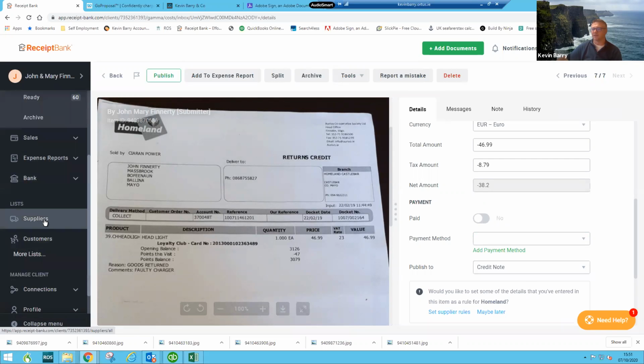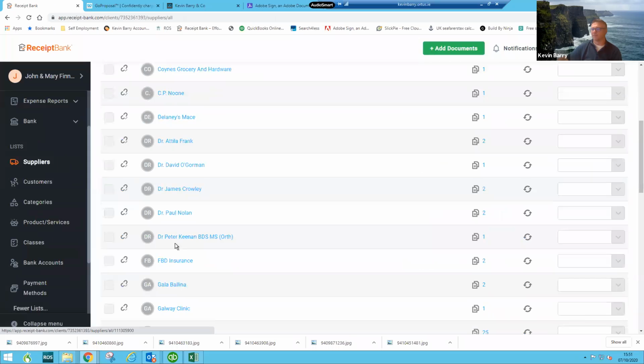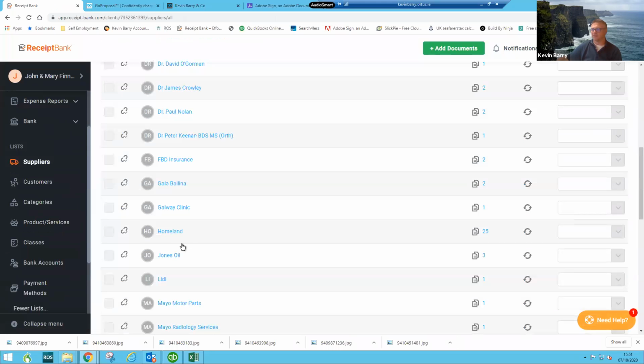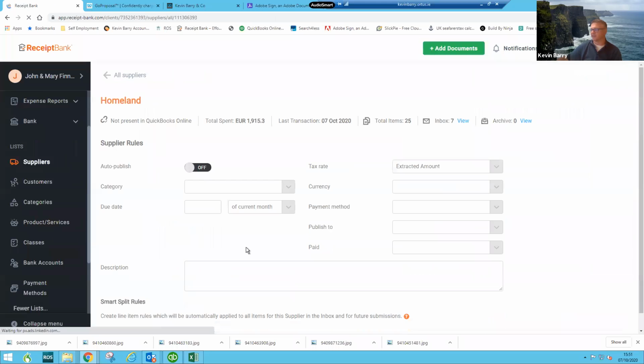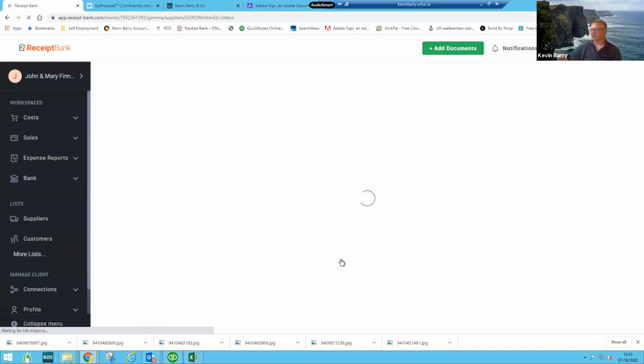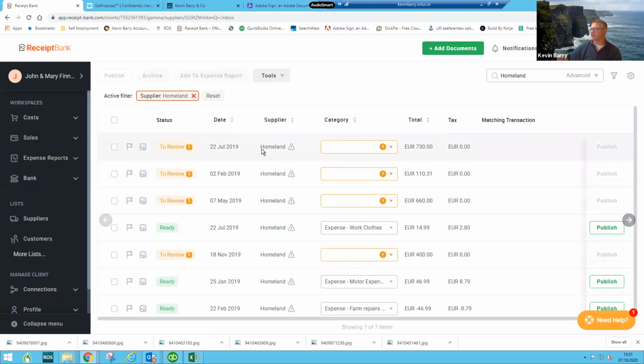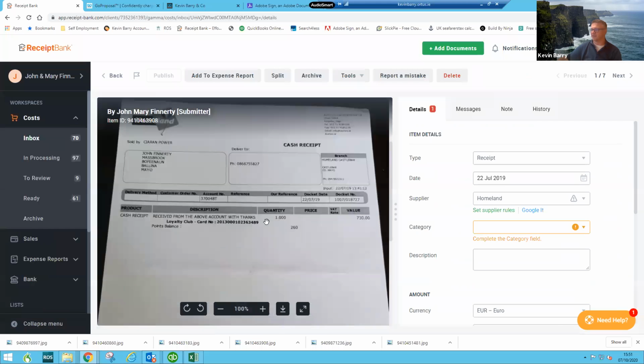which was in suppliers, there was a load of what looked like bills, but all they were was actually receipts for payments going in over the counter. And I'll use one here as an example.